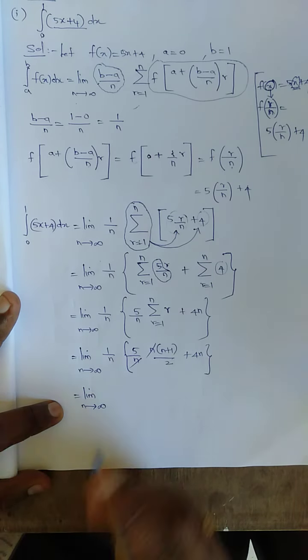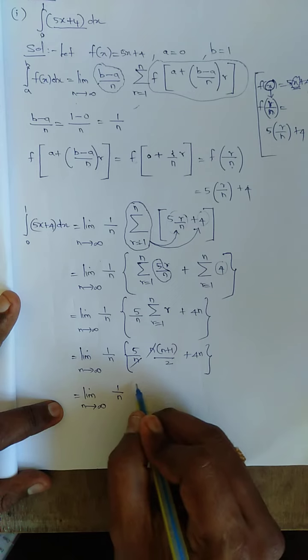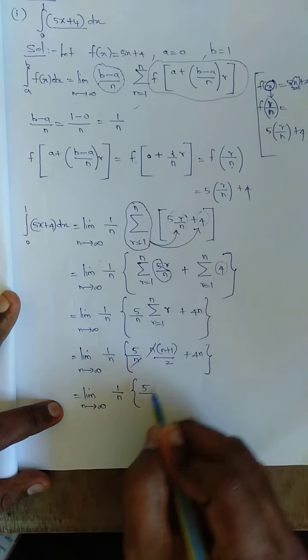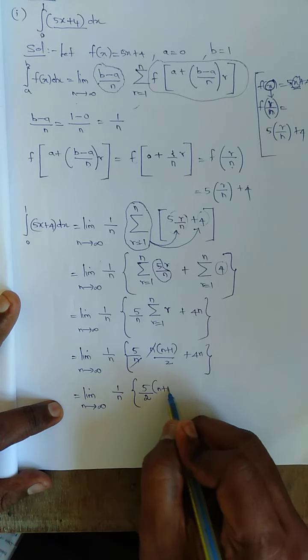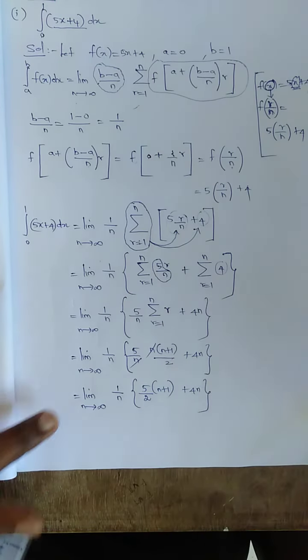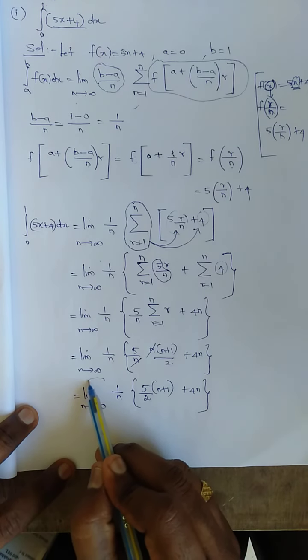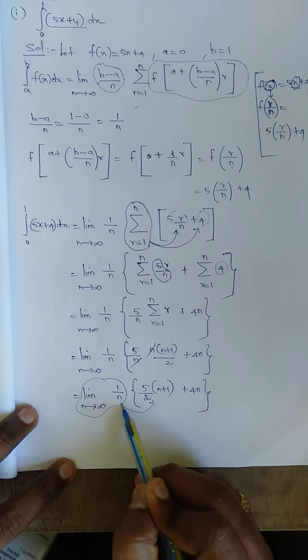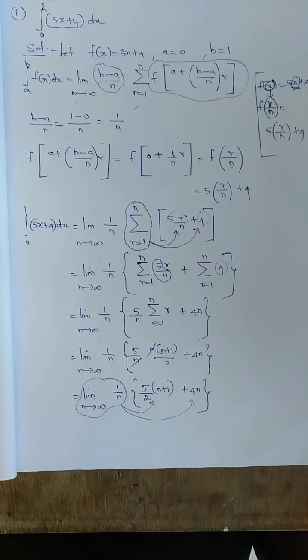Still I have not applied the limit. Limit n tends to infinity 1 by n, open the bracket, 5 by 2 into n plus 1, plus 4n. So now I am going to multiply the limit with this one and with this one. How are we going to multiply?